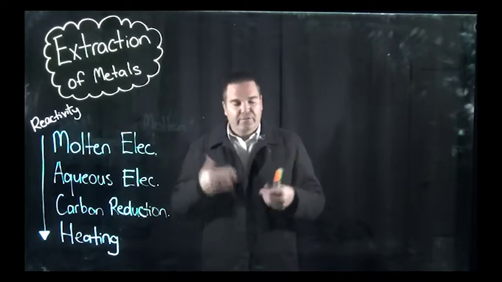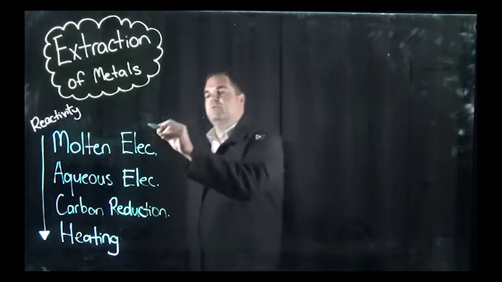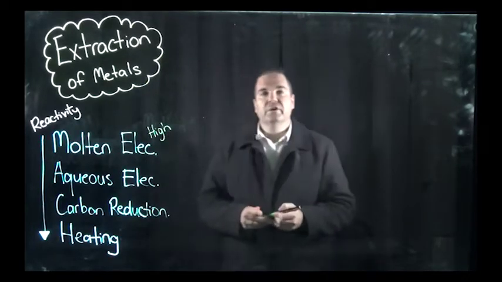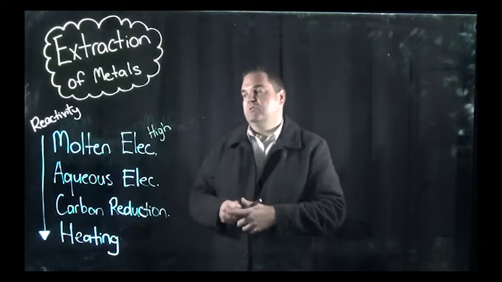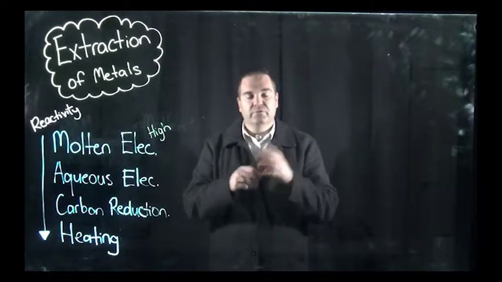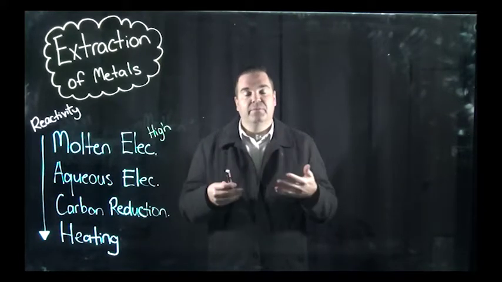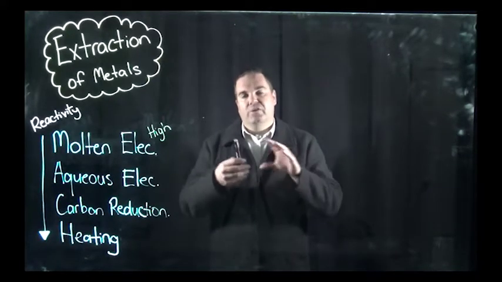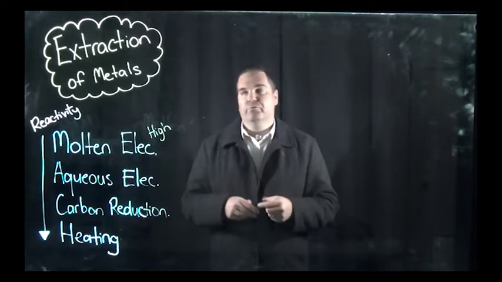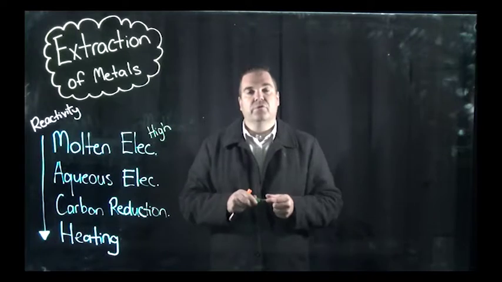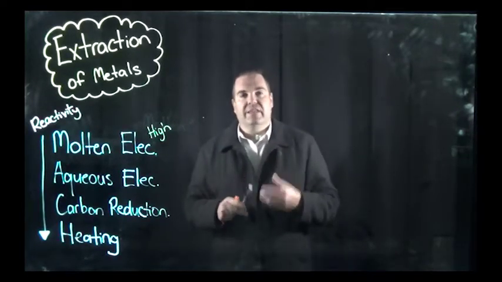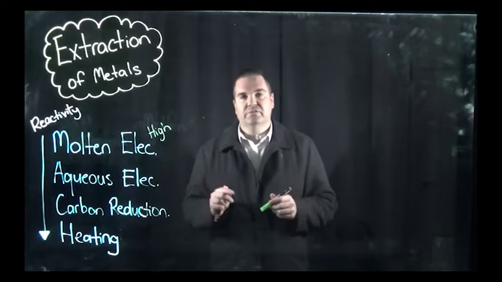So if you have very, very reactive metals, if the reactivity is really high, what you're going to do is use electrolysis of the molten solution. You're going to take your ore or your mineral, like your aluminium oxide, Al2O3, and heat it up so that it melts, and then pass electric current through it. So it's electrolysis of the molten salt, and you do that to make sure that the metal is produced at the cathode in preference to anything else.